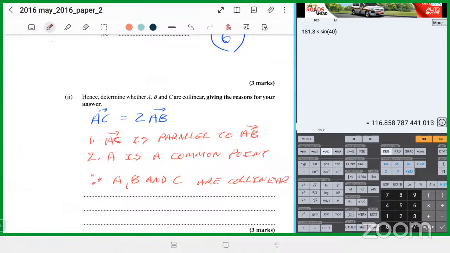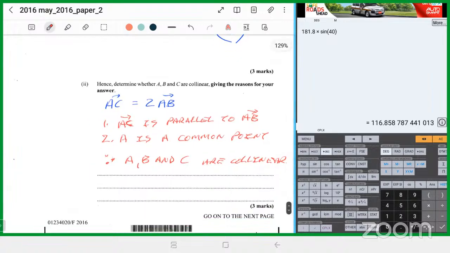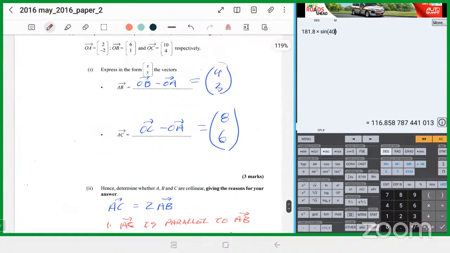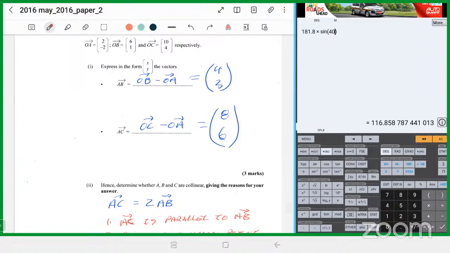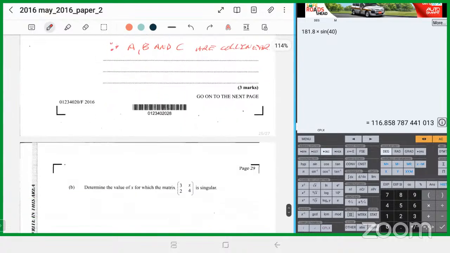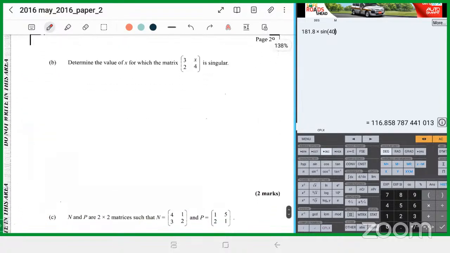That's it. Done. 3 marks for that. And this one didn't need a calculation because the values are all whole numbers and it is glaring that the big one is 2 times the small one. AC is 2 times AB. So I don't have to go through the fandangles. That's it. Done. Next part down here, the matrices, part B.